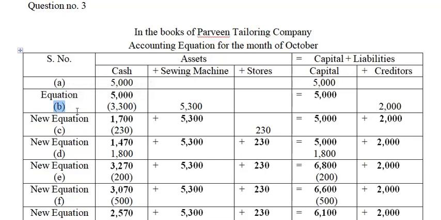Purchased sewing machine for rupees 5,300, paying 3,300 in cash and the balance on credit. So you are purchasing a sewing machine. In this section, first write this item. Write B out here, and then under the head sewing machine, you will write 5,300. Understood? You can write like this, and after that you will write 3,300.